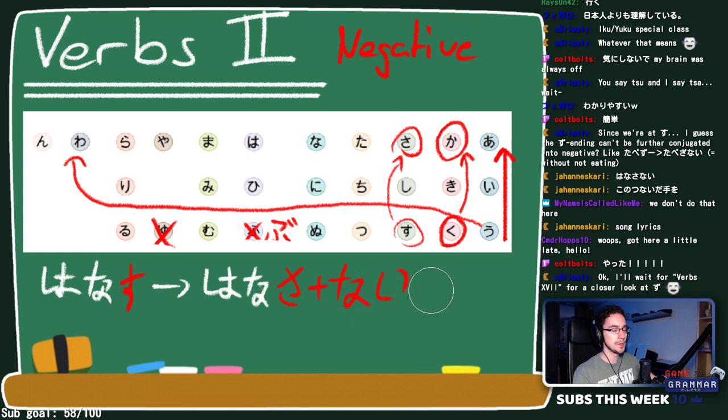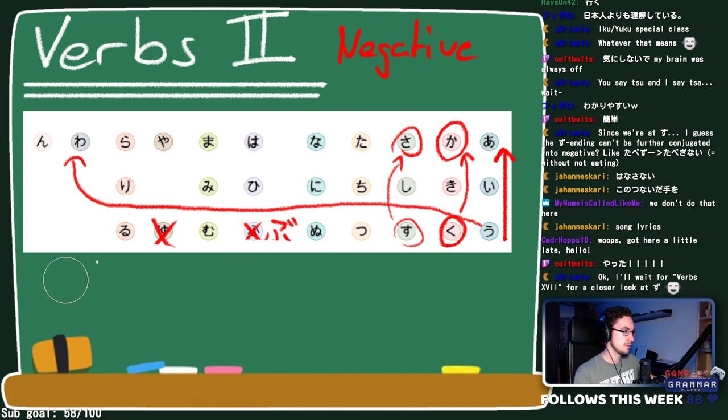We can talk about the zu thing eventually. So, hanasu, hanasanai. Again, we don't have to talk about zu because no verbs really end in zu. Again, these tabezu, that's different. That's a negative conjunctive form. That is already like a conjugation that maybe we can look at at some point.